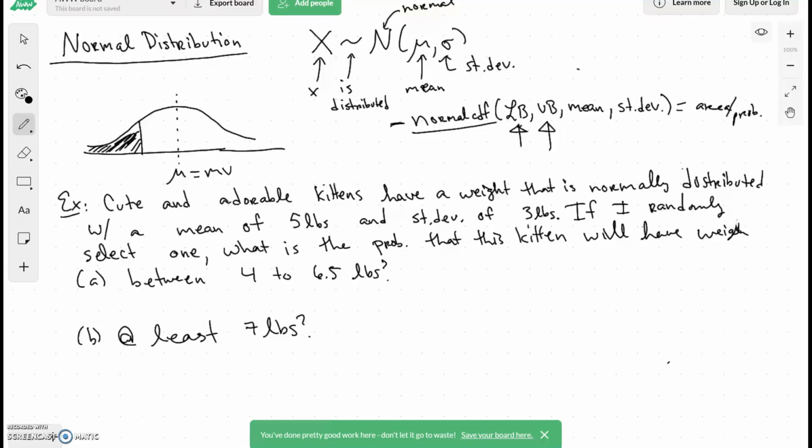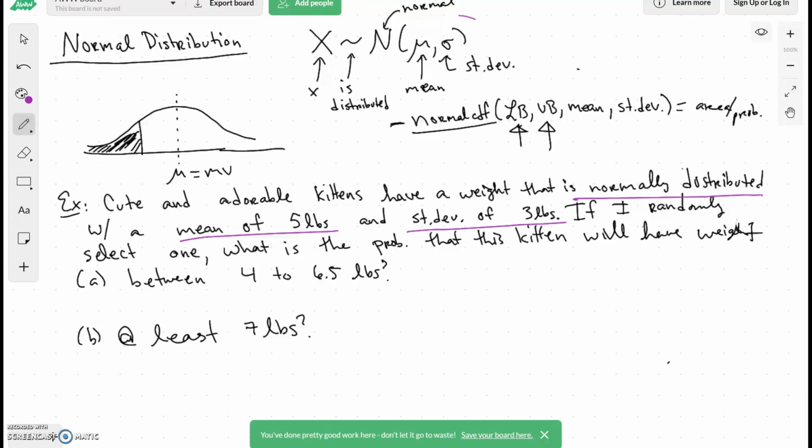I will go ahead and start the problem. This is a completely made up problem, as you can tell. So my example is cute and adorable kittens have a weight that is normally distributed with a mean of 5 pounds and a standard deviation of 3 pounds. If I randomly select one kitten, what is the probability that this kitten will have weight between 4 to 6.5 pounds? Well, there's a couple things that you need to watch out for, and that's the keywords normally distributed, with a mean of 5 and a standard deviation of 3.